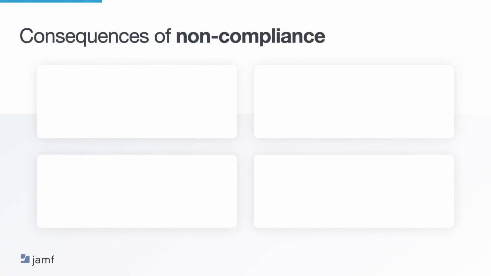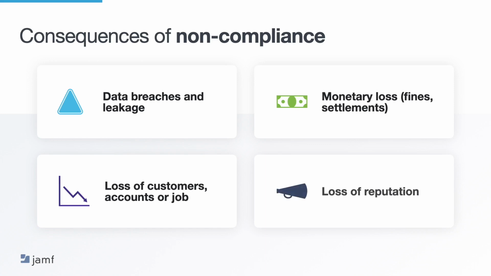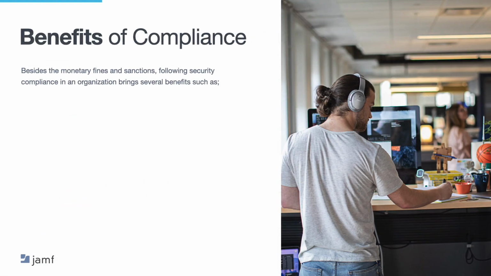The best way to understand the data security space is to look at what happens when compliance is not met and an organization is exploited. This can result in data breaches and leakages, monetary loss through fines or settlements, loss of customers, accounts or jobs, and even loss of reputation. Besides the monetary fines and sanctions, what are the benefits of following security compliance in an organization?